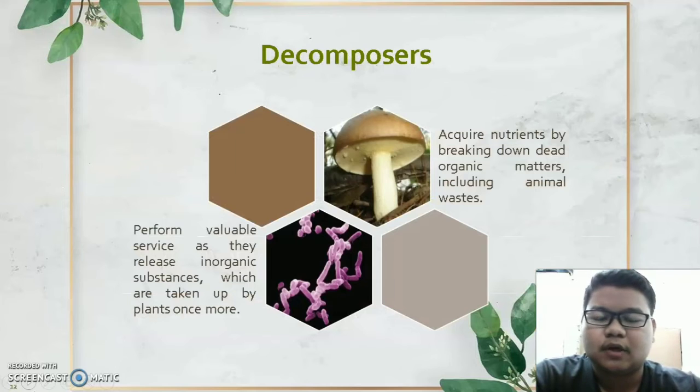Next, we have decomposers. Decomposers acquire nutrients by breaking down dead organic matter, including animal wastes. They are a valuable asset in an ecosystem because they are the ones who transfer all the nutrients back into the soil to be taken up by the plants once more.